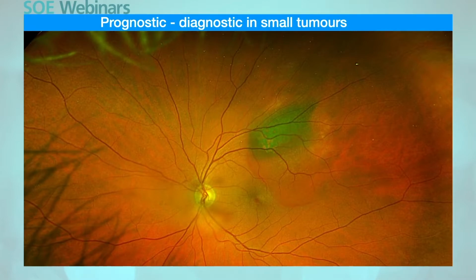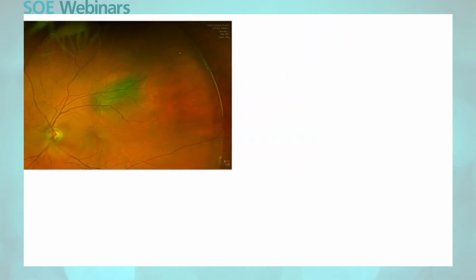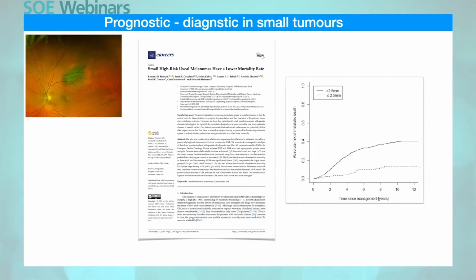Prognostic or diagnostic in small tumors, Rumana already talked about that. We are quite aggressive with the treatment because no specialist on the planet can tell you if this is a melanoma or not. And if it's a melanoma, is it monosomy or disomy? And if it is monosomy, can you make a difference with treatment? We think we can make a difference, as Rumana pointed out in her paper, that smaller tumors with high-risk characteristics have a better survival than large tumors. So treating them early possibly is your only chance to prevent metastatic death in these patients. And this biopsy, for example, in that patient is a small melanoma with monosomy 3.